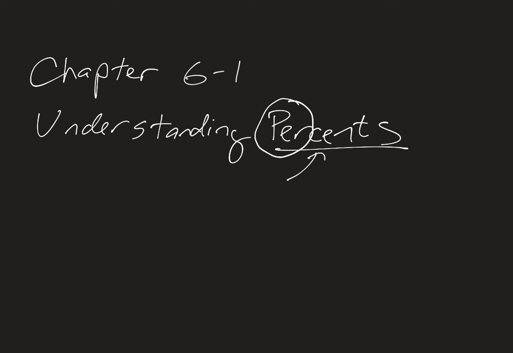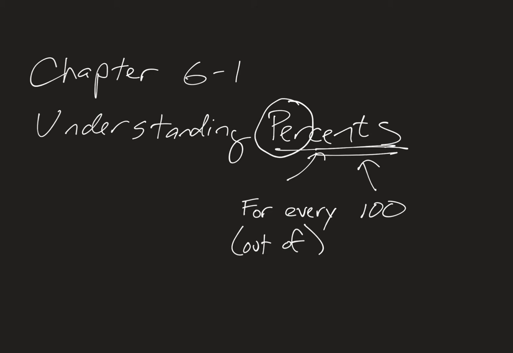Per, we already saw that in our rates unit. That means for every or out of. And cent, that root word, like we see it in century or cents and money, means 100. So when you see percent, we're talking about a special rate where it is out of 100. And the symbol for percent is a slash, which we also saw as meaning per, and then with two little zeros. So that means for every 100.